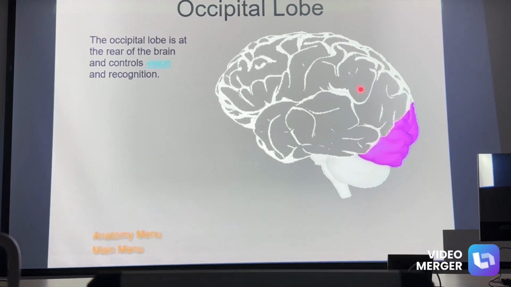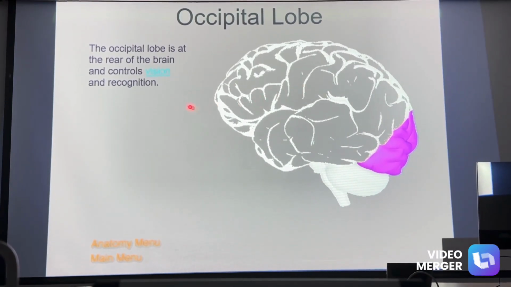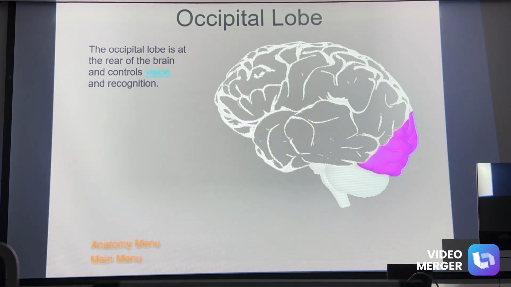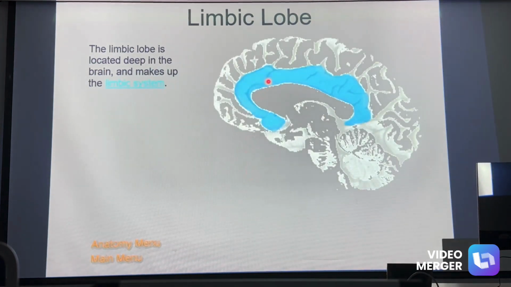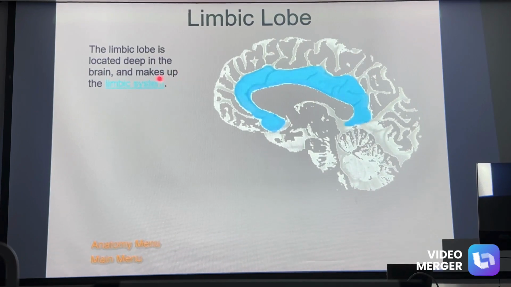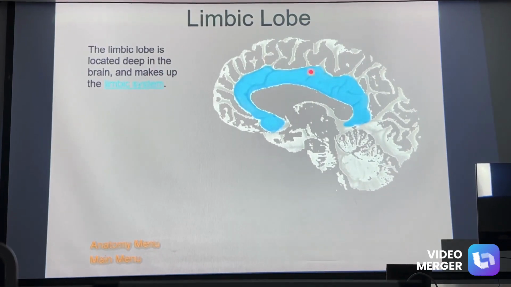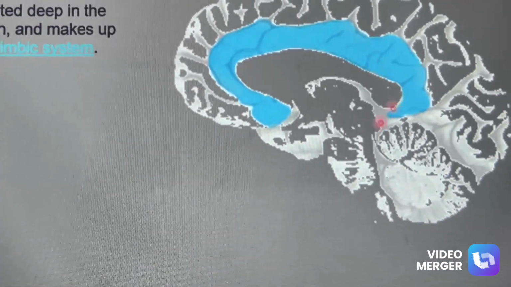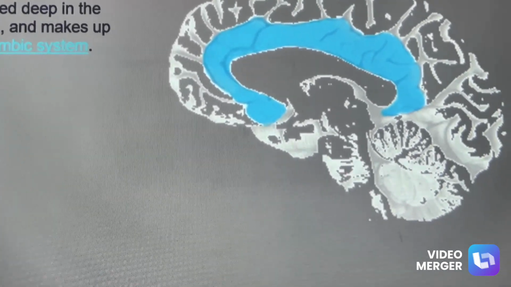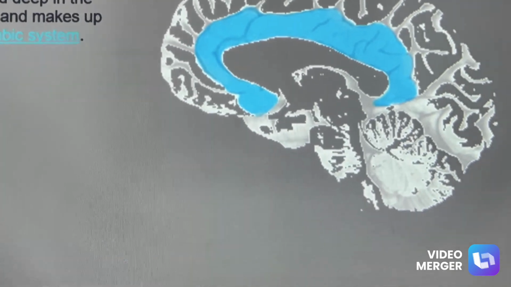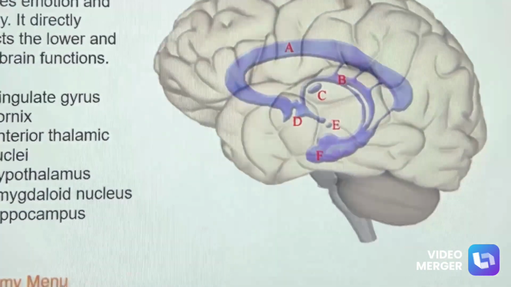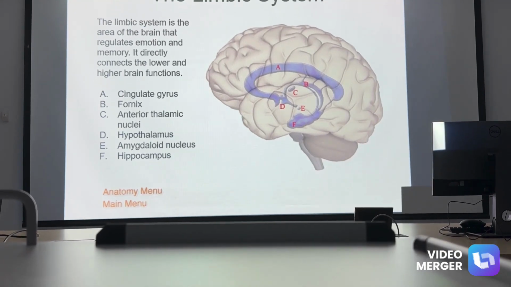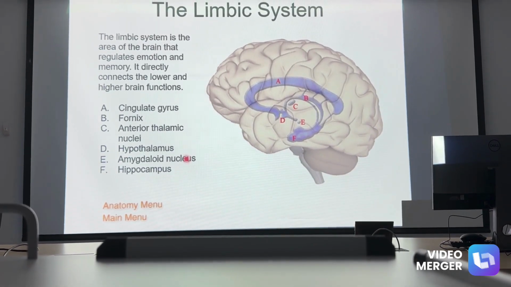Occipital lobe is known to control the vision and recognition. Limbic lobe is located deep in the brain and makes up the limbic system, which will come in the next slide. This is the limbic system, area of brain that regulates emotions and memory.